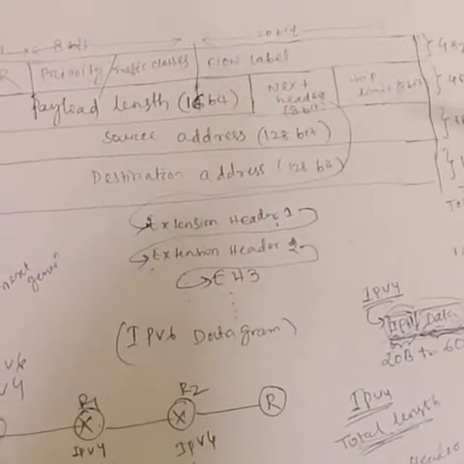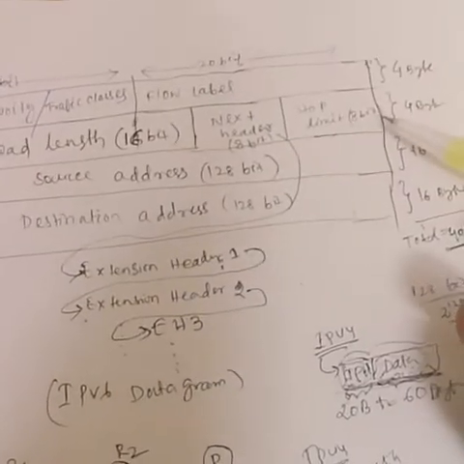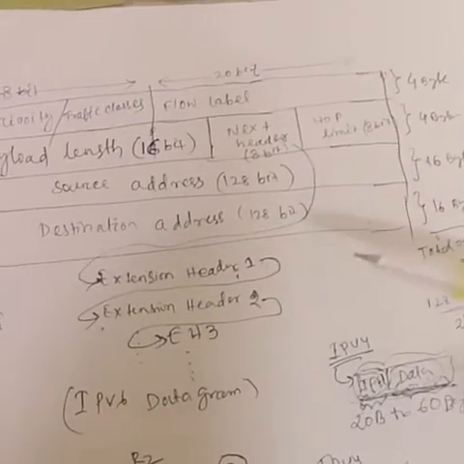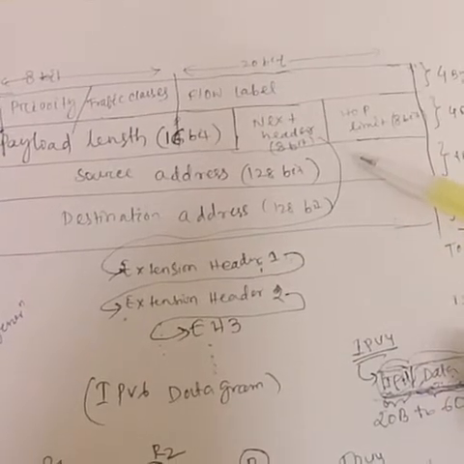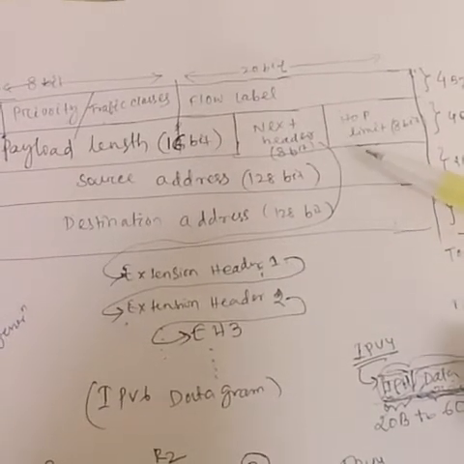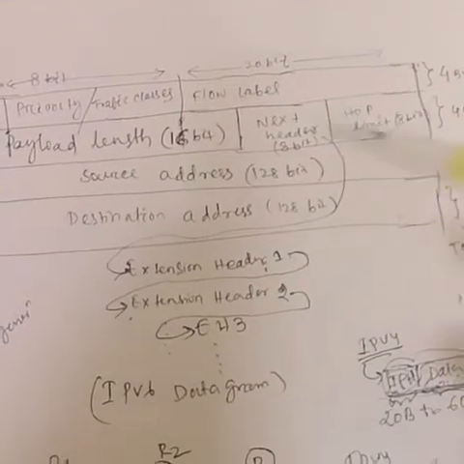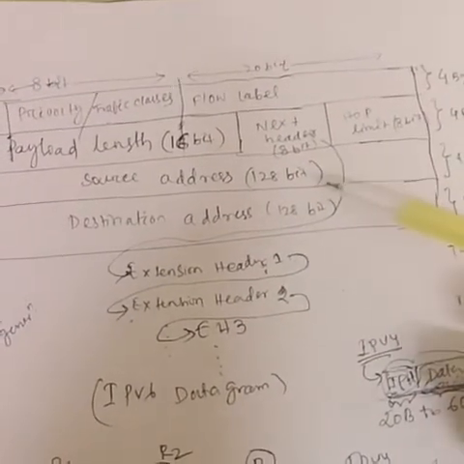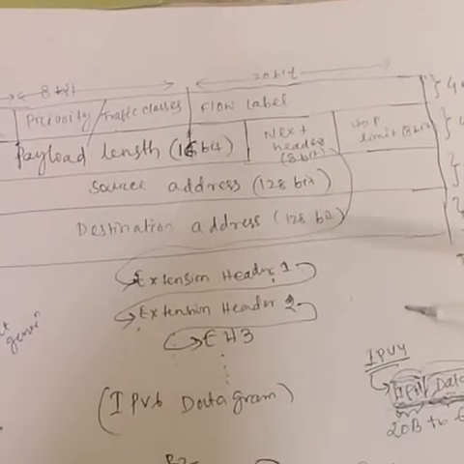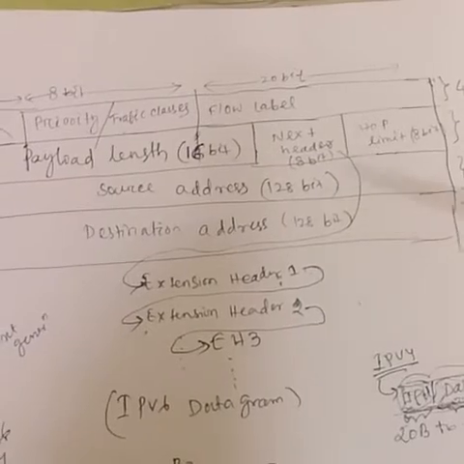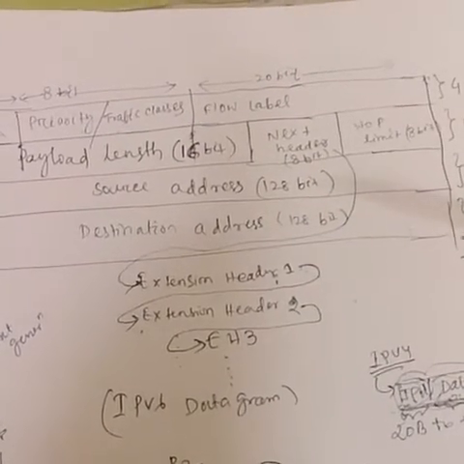Hello friends, we have covered up to the hop limit. We have covered now the source address. In order to communicate between source and destination, we need to provide source address as well as destination address. Source address is how many bytes? 128 bits, which means 16 bytes, and destination address is also 128 bits, right?